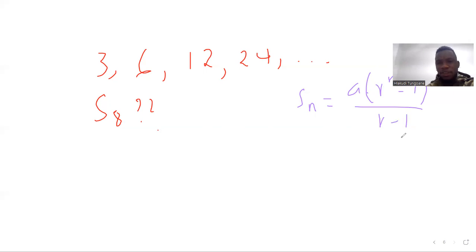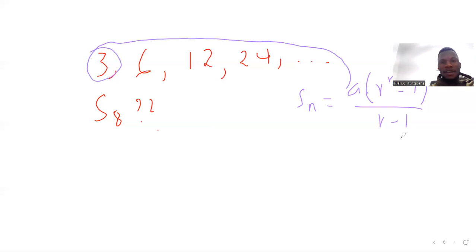Okay, so in this formula, then what's A? So we know A is what? A is the first term, right? Which is that one there. That's A. And then what's R?